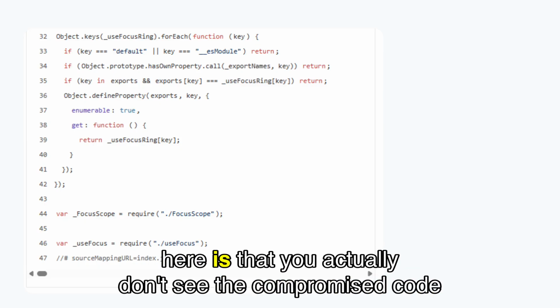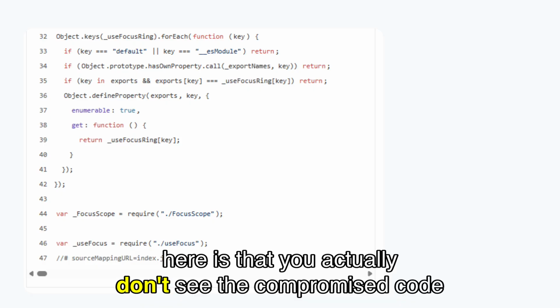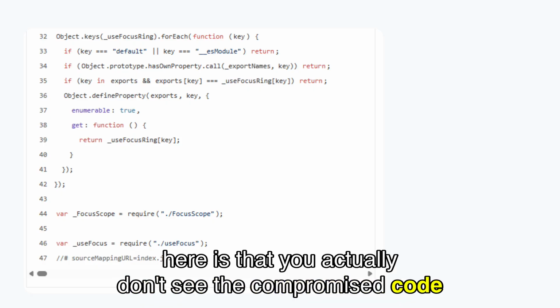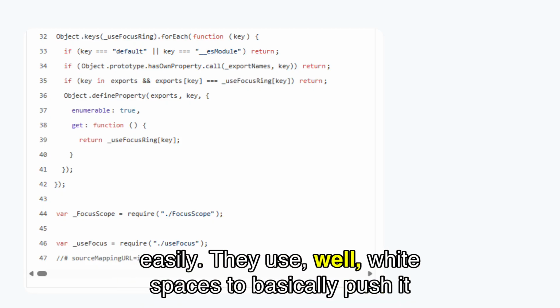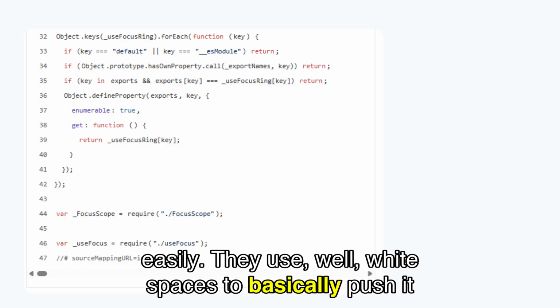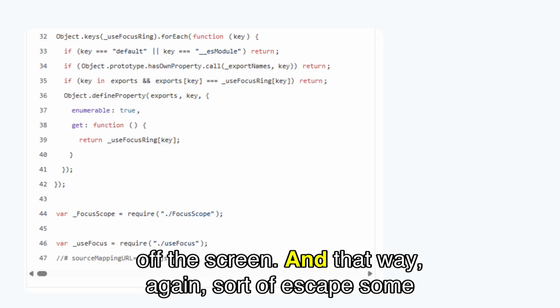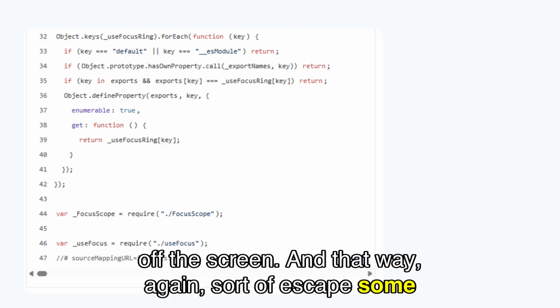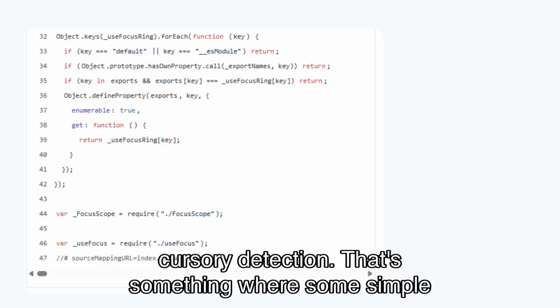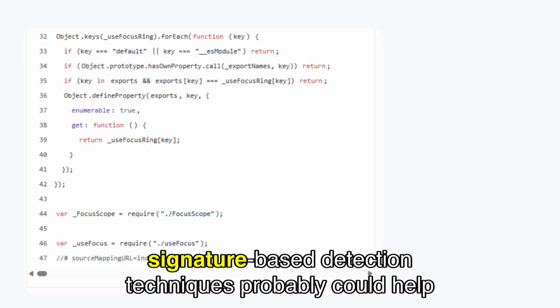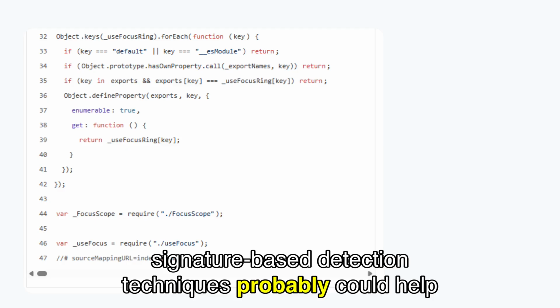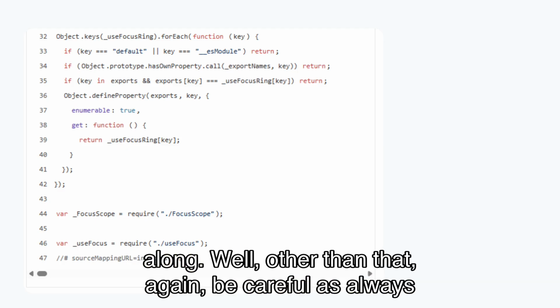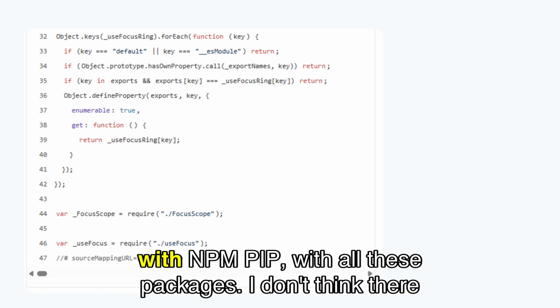One interesting thing here is that you actually don't see the compromised code easily. They use white spaces to basically push it off the screen, and that way, again, sort of escape some cursory detection. That's something where some simple signature-based detection techniques probably could help along. Well, other than that, again, be careful as always with npm, pip, with all these packages.